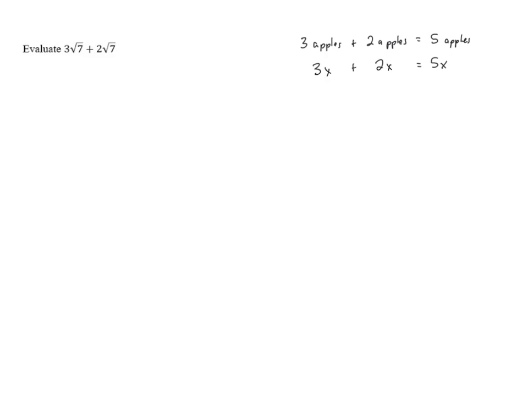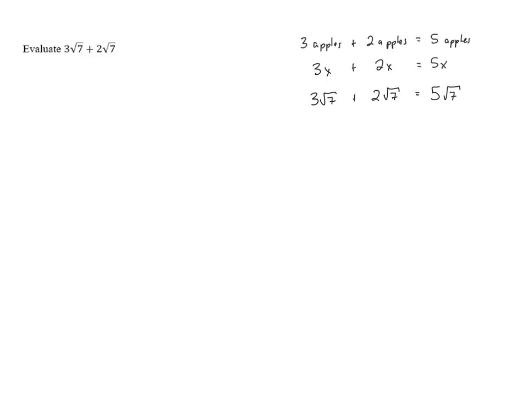And it's going to be the same sort of thing here if we have 3 root 7 plus 2 root 7. Well, if we have 3 of anything and we have 2 more of that same thing, we know that we end up with 5 of them in the end, so we would have 5 root 7s.